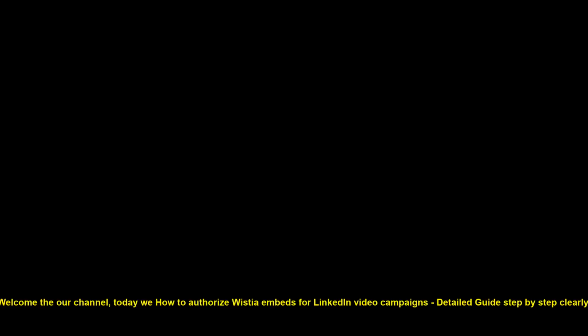Today we will show how to authorize Wistia embeds for LinkedIn video campaigns, with a detailed guide step by step. Begin by logging into your Wistia account. Navigate to the project containing the video you want to embed. Select the video you wish to use for your LinkedIn campaign. Locate the embed button on the video page. Click on the embed button to open the embed options.